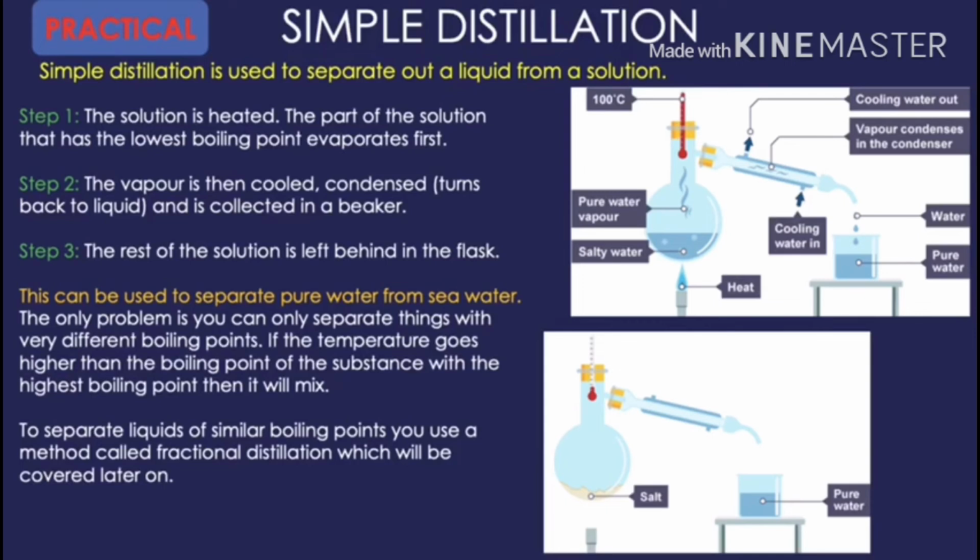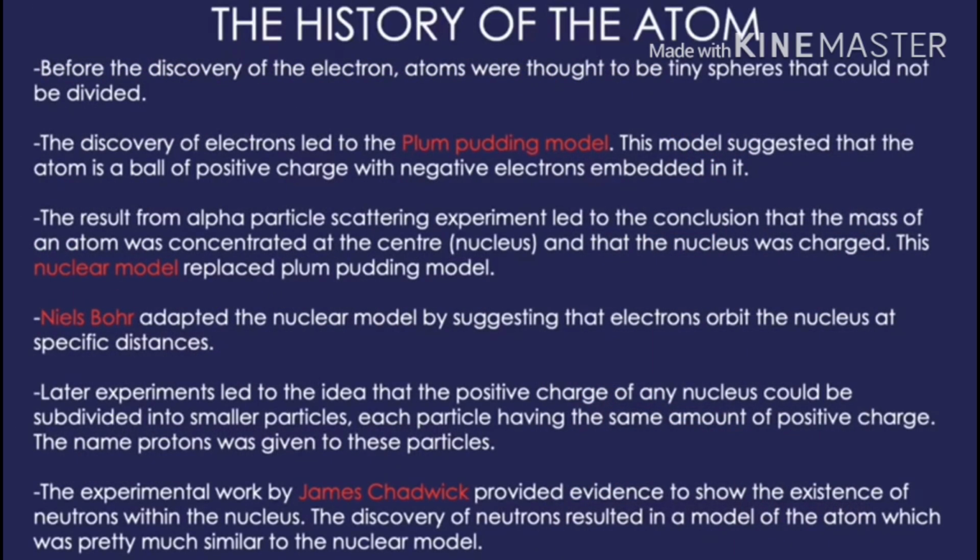If the temperature goes higher than the boiling point of the substance with the highest boiling point, then it will end up mixing. To separate liquids of very similar boiling points, you use a method called fractional distillation, which will be covered later on. This slide covers the history of the atoms, and these are a few main points that you need to know in regards to this section.